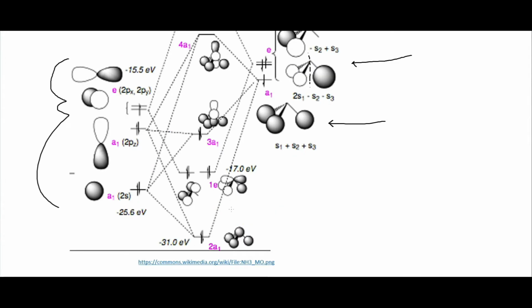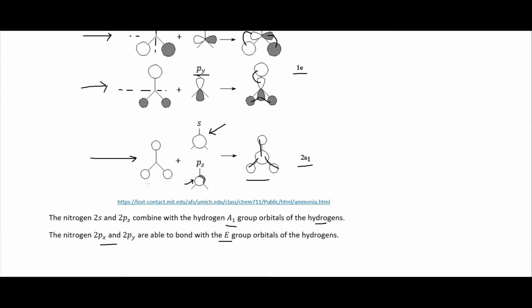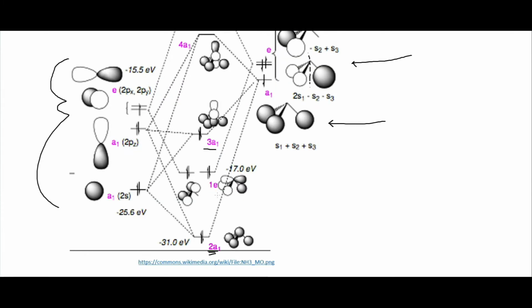And so what we end up with, we have the A1 orbitals right here. These A1 orbitals are coming from this right here, and then this S, and partially from the Z is where that molecular orbital is coming from, and we end up with this right there. And so that's that 2A1 molecular orbital.